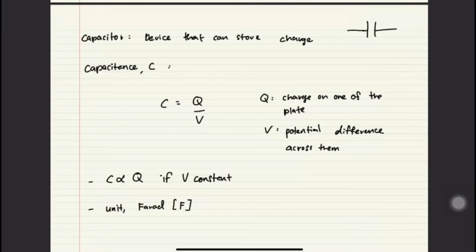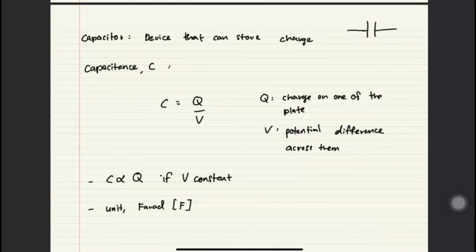The unit that we use for capacitance is farad. Farad ni ada maksud dia, jadi saya tunjuk maksud dia apa. And then the key thing here, if the V is constant, capacitance is directly proportional to Q. C is directly proportional to Q. So maksudnya the higher the capacitance, the bigger the charges. Maksudnya lagi banyak charges yang dia boleh store.